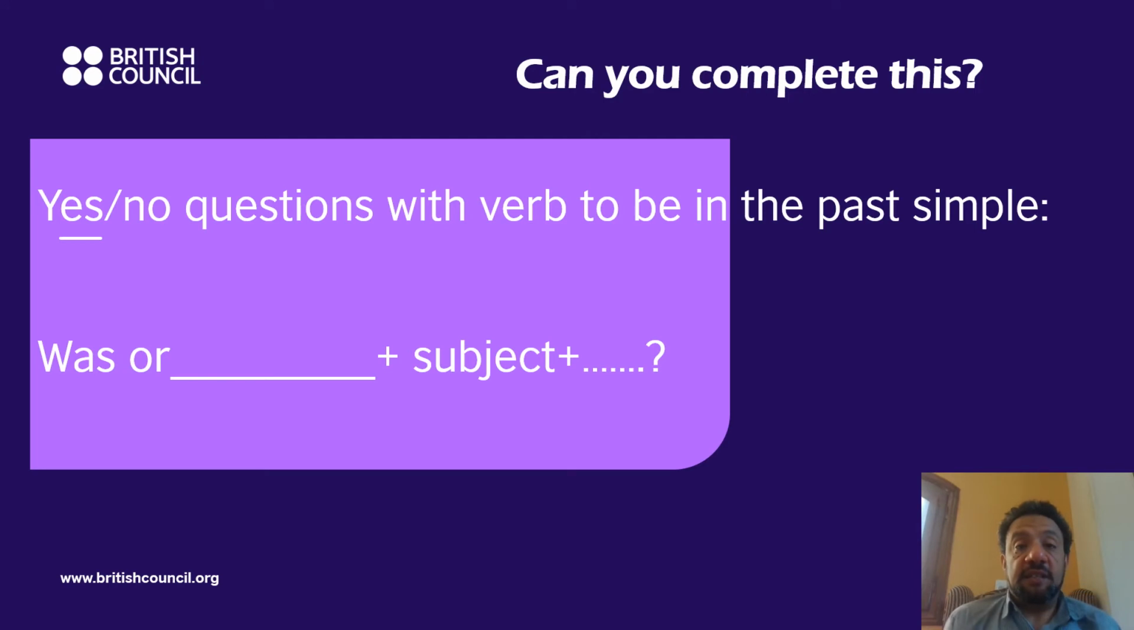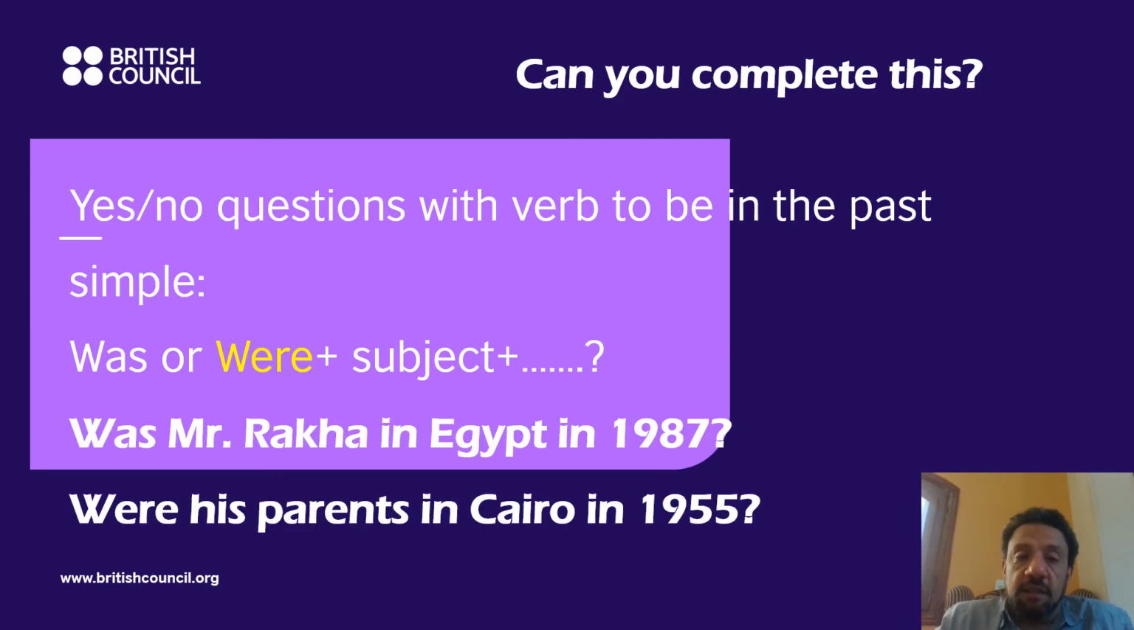After looking at the examples, now let's think together. How can we make yes/no questions in the past simple? First, let's think about verb to be. Can you complete the rule? Yes. With verb to be, we put was or were, then the subject, and then the rest of the question when we want to make a yes/no question. Like the examples. Was Mr. Raqqa in Egypt in 1987? Was his parents in Cairo in 1955?